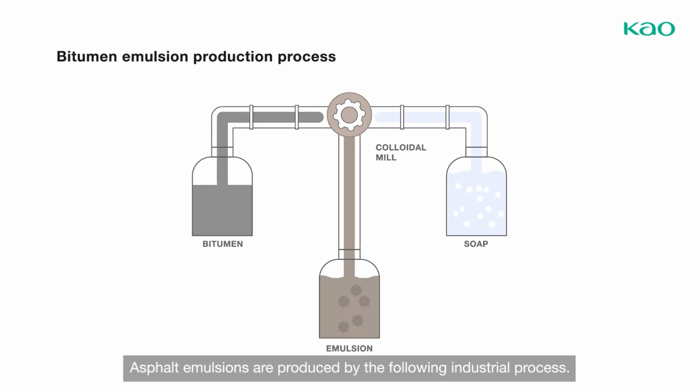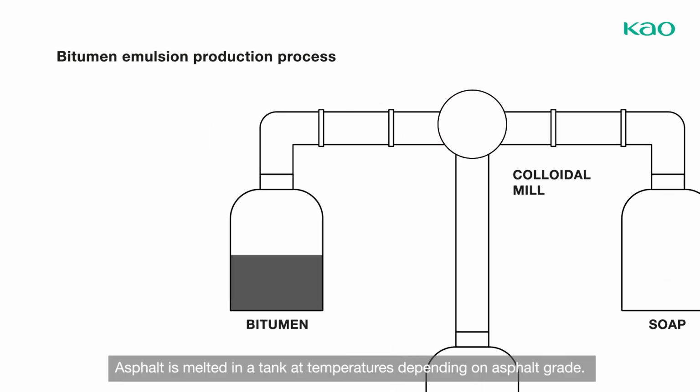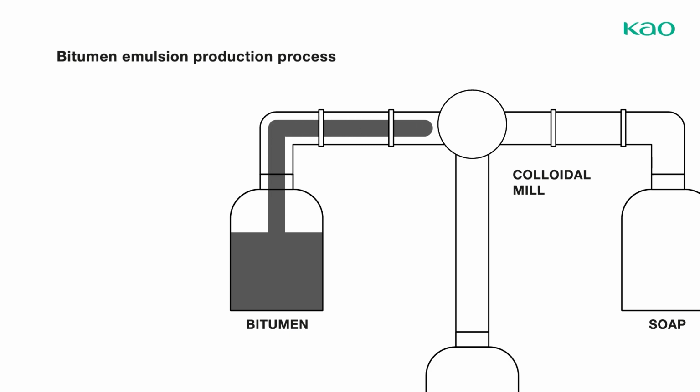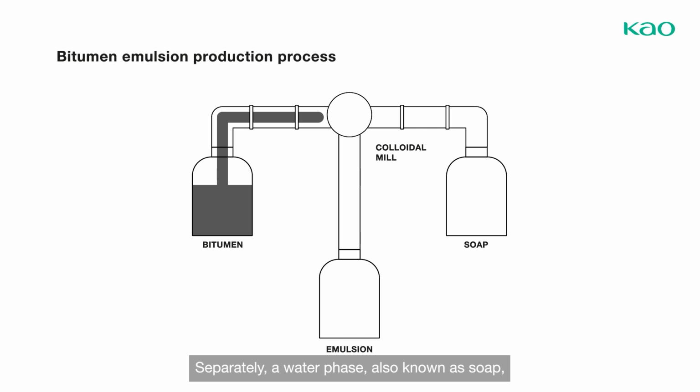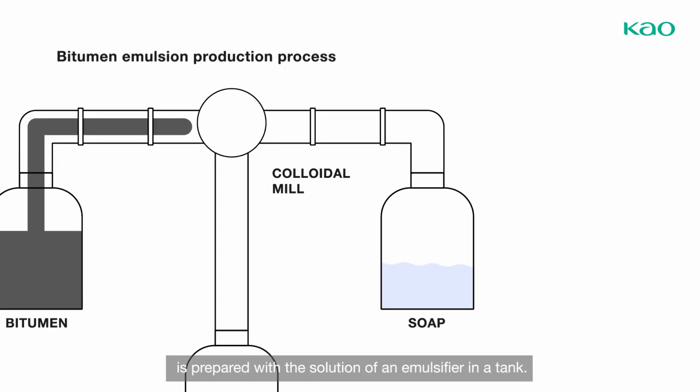Asphalt emulsions are produced by the following industrial process. Asphalt is melted in a tank at temperatures depending on asphalt grade. Separately, a water phase, also known as soap, is prepared with the solution of an emulsifier in a tank.